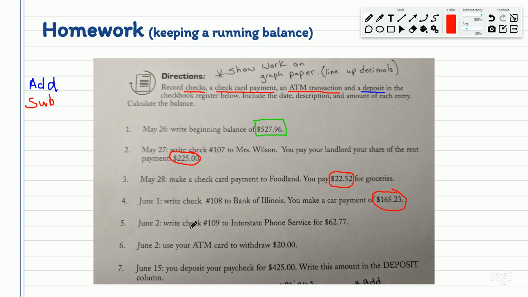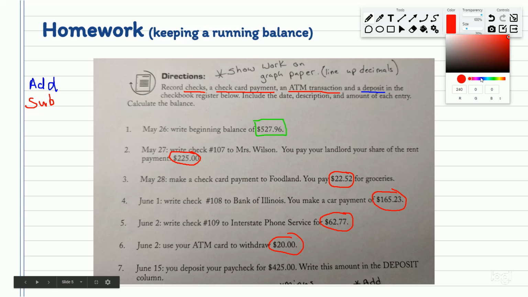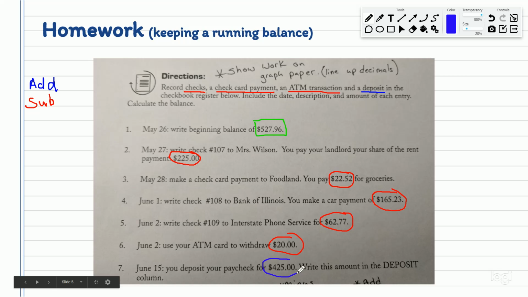On June 2nd, we are writing a check to the Interstate Phone Service. So this is your phone bill for $62.77. And then on June 2nd, we are using your ATM card to take out $20. So you have $20 cash, but you're taking that money from your account. So everything I circled in red so far, we are subtracting from our account. And then the last thing is we are making a deposit. So money from your job is going into your account, and we are finally adding money, which is $425 adding into your account.